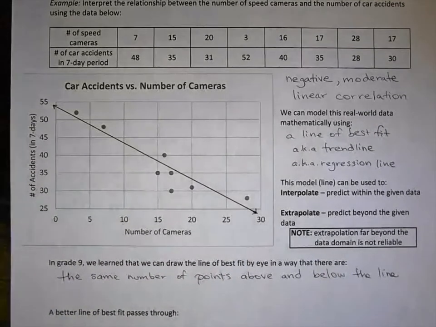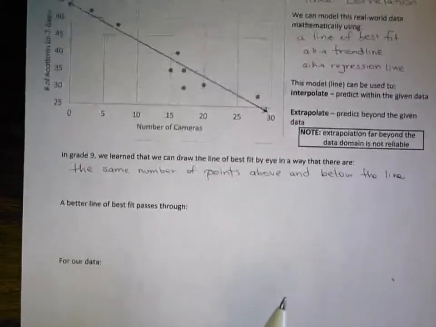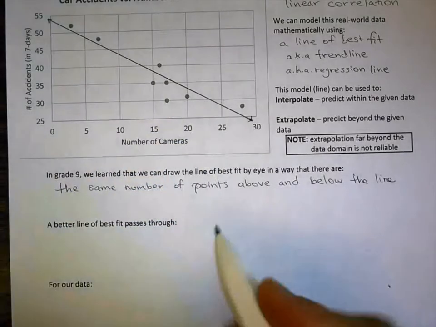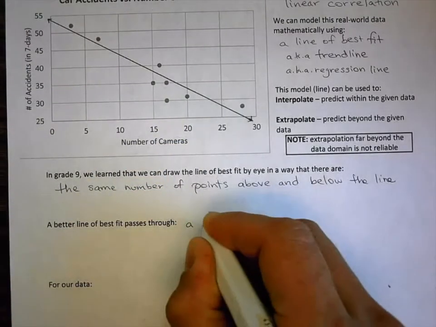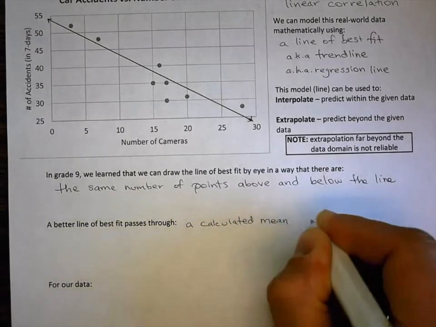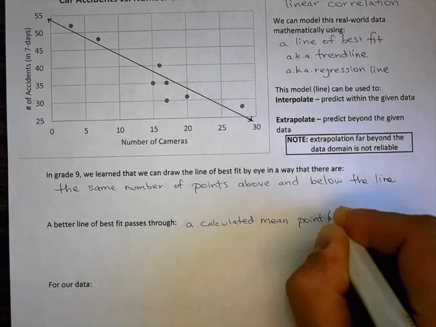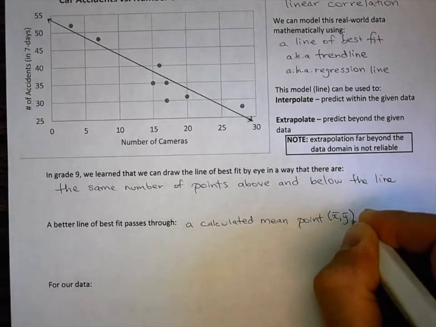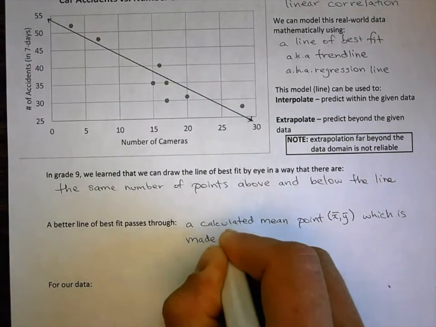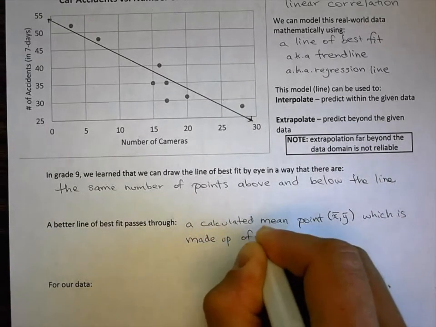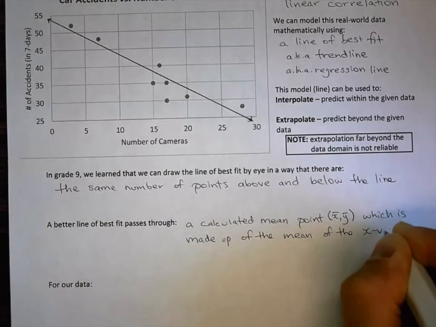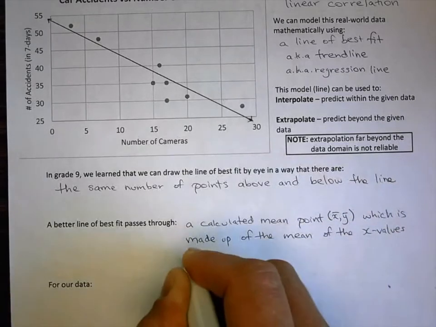Okay, and let's continue. So we don't like this line of best fit. It's too inaccurate. A better line of best fit would pass through a calculated mean point, x bar, y bar, which is made up of the mean of the x values and y values.